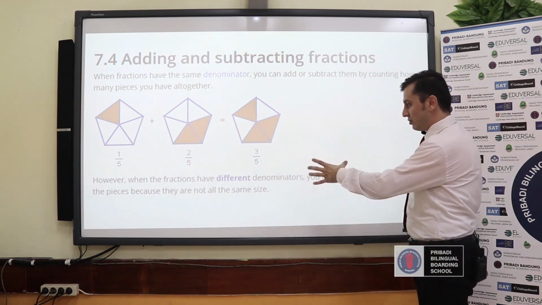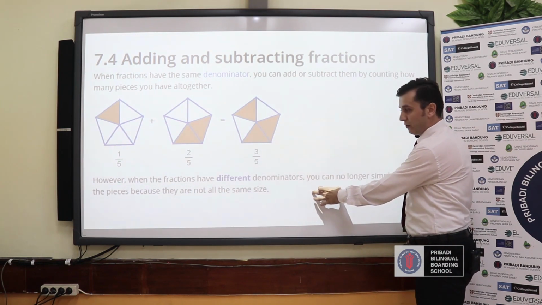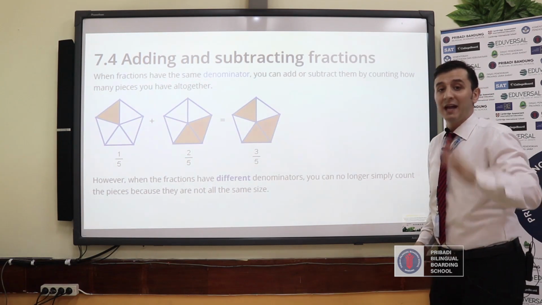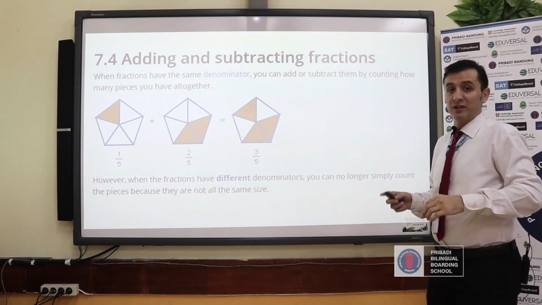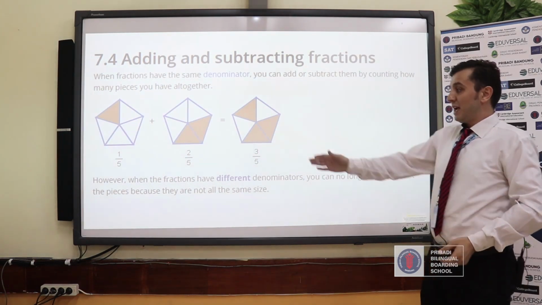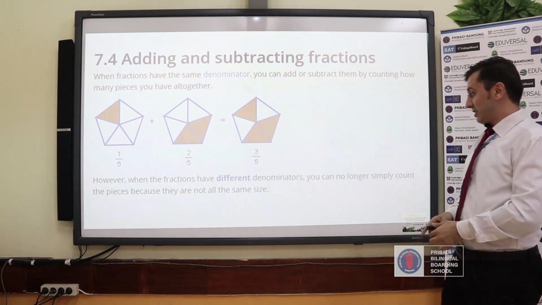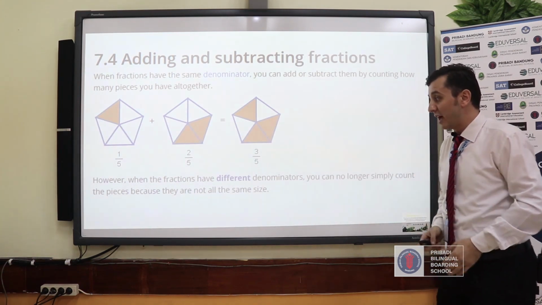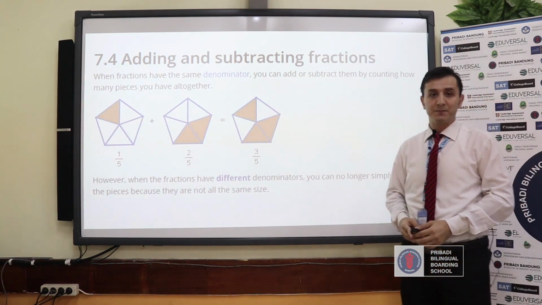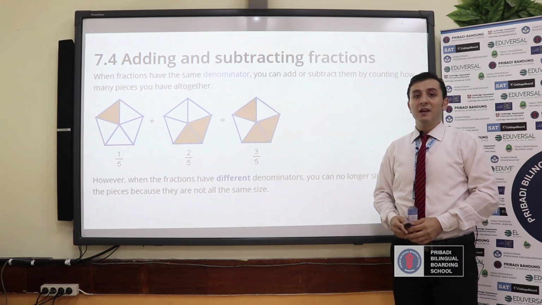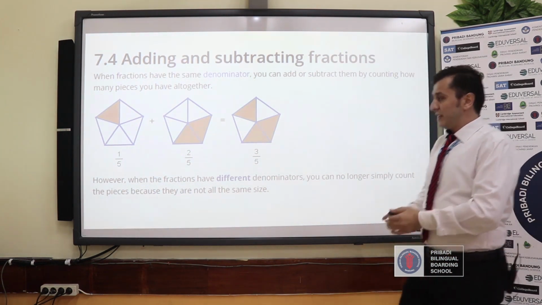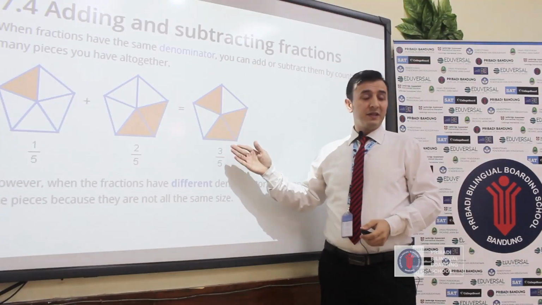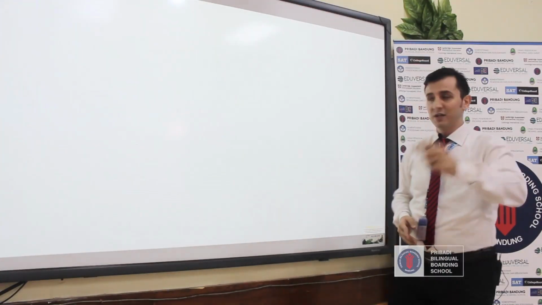And if you read this part of the definition about different denominators, you will understand better how to calculate adding or subtracting fractions. Because when fractions have different denominators, you can no longer simply count the pieces because they are not all the same size. Because these two denominators are the same, you can just add them and the answer will be 3 over 5. Okay? What's next?